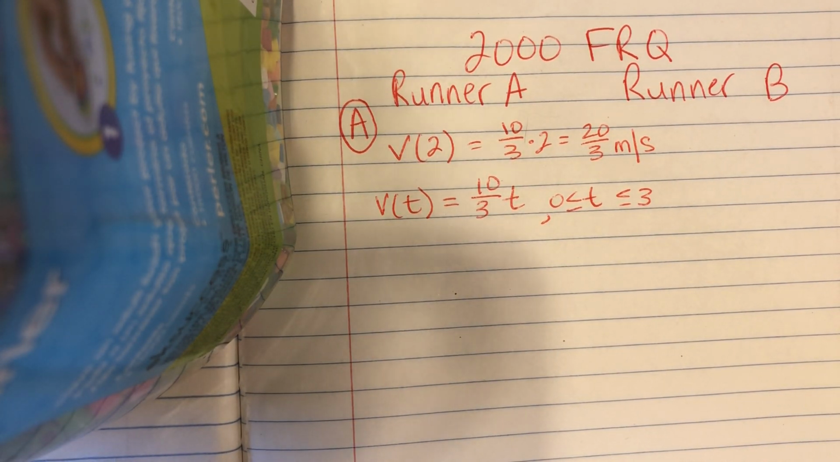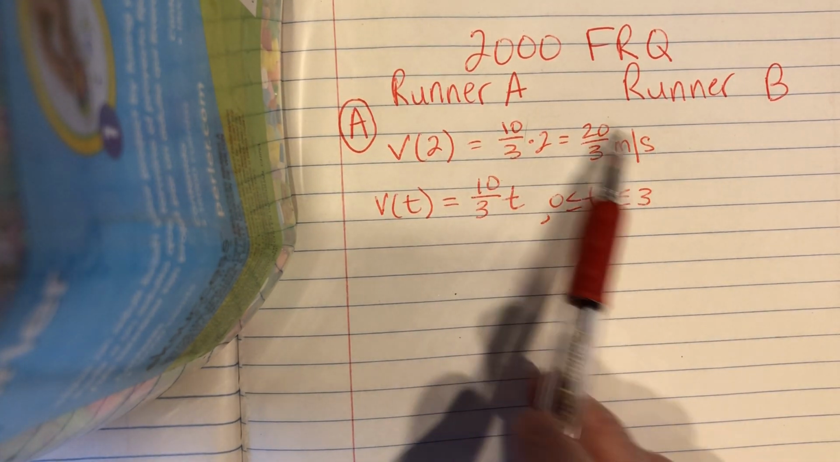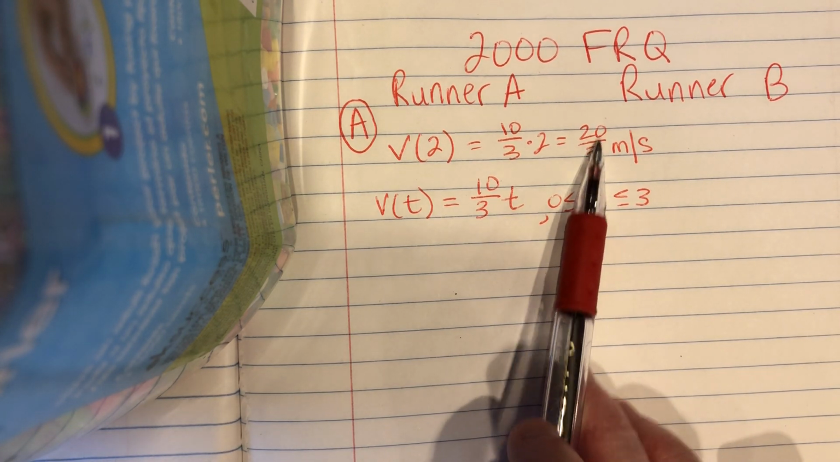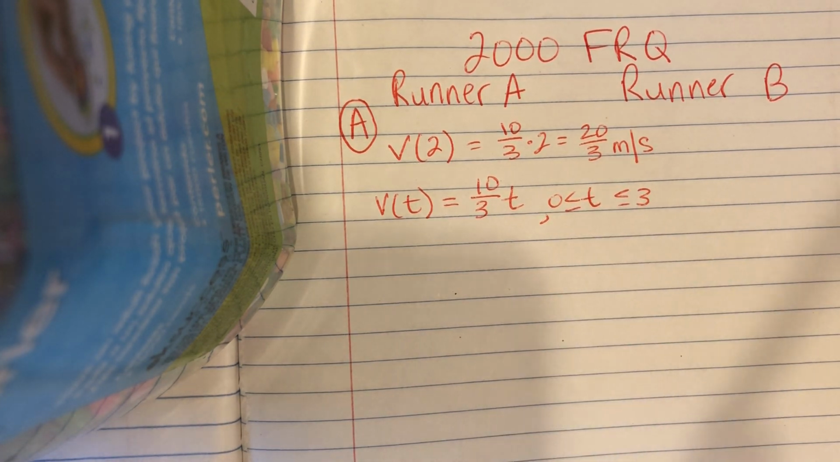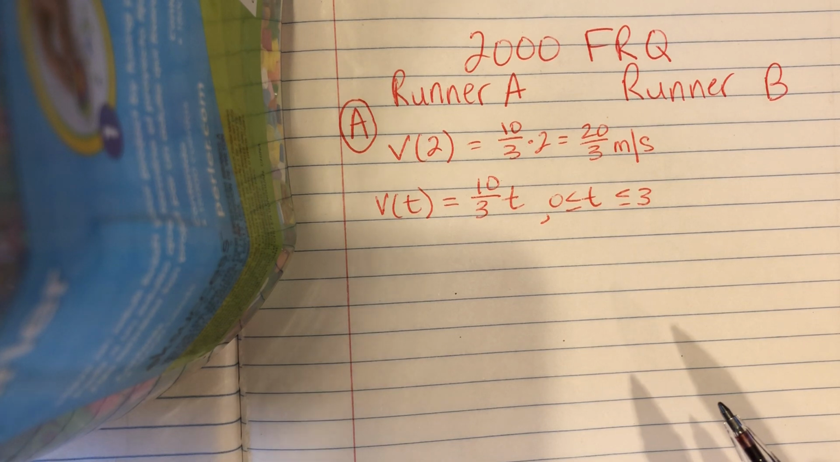Each free response on an AP exam is worth 9 points. And so this answer here of 20 over 3 meters per second earned you one of the 9 points, so you're off to a good start.